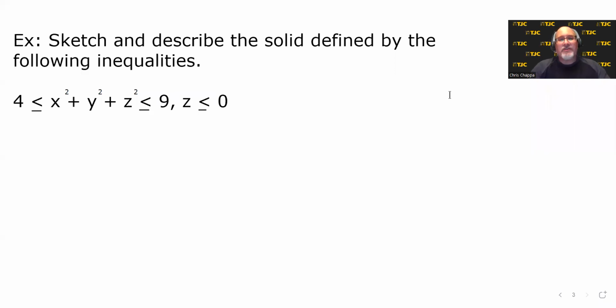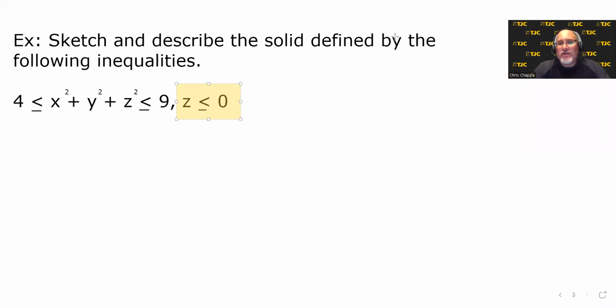Sketch and describe the solid defined by the following inequalities. Inequality number 1. X squared plus y squared plus z squared is between 4 and 9. Inequality number 2. Z is less than or equal to 0. Okay, let's focus on the first one. Actually, let's talk about the second one for a moment.